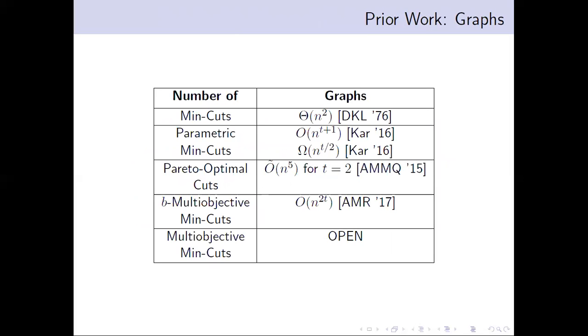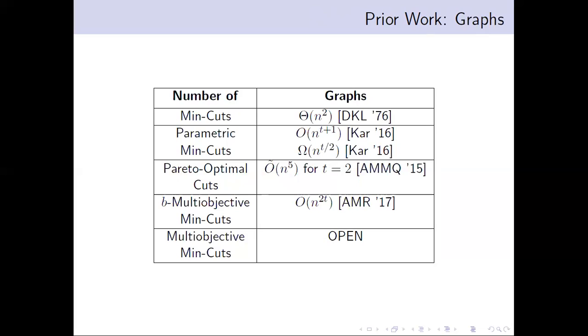For our multi-criteria problems, Karger showed that the number of parametric min-cuts in a graph is O of n to the t plus 1 and omega of n to the t over 2. We will talk about his techniques later in the talk when we explain how we derive our bound.